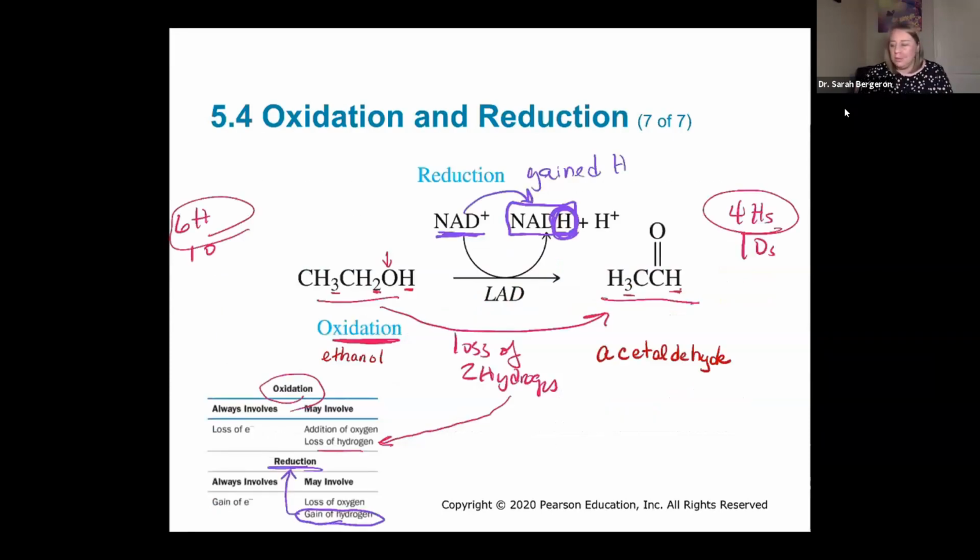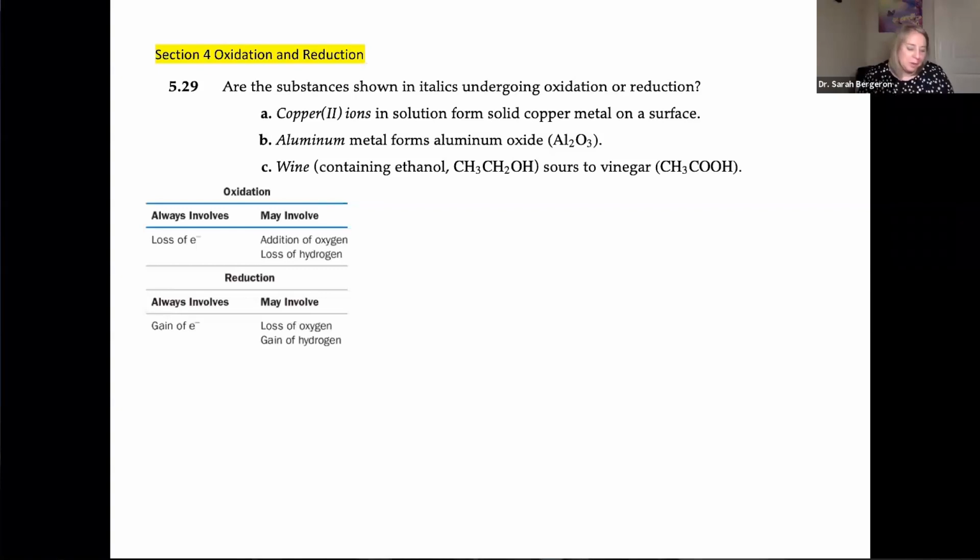Okay, it is time to go do a few problems. Okay, so here's our problems. Are the substances shown in italics undergoing oxidation or reduction? In order to do this, you have to write the little formula out for each reaction.